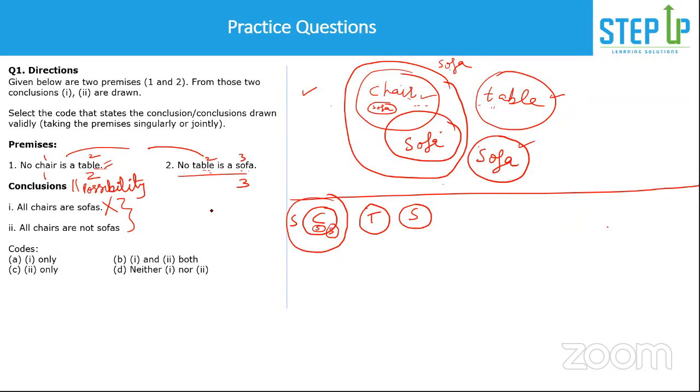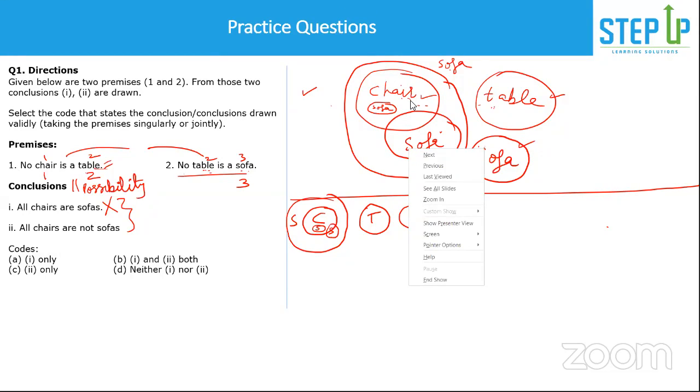That means all the chairs are not sofas. Can I say that for sure? Now in this chair, all the chairs, this chair is not a sofa. Are you getting it? As per this one, this chair is not a sofa.